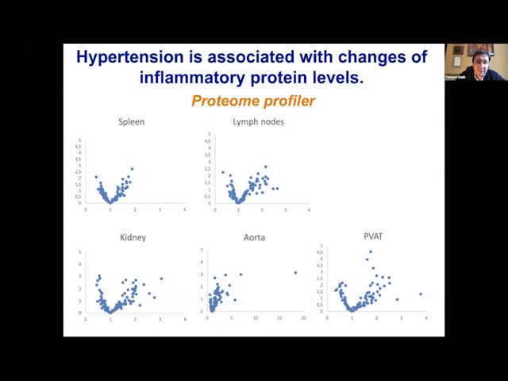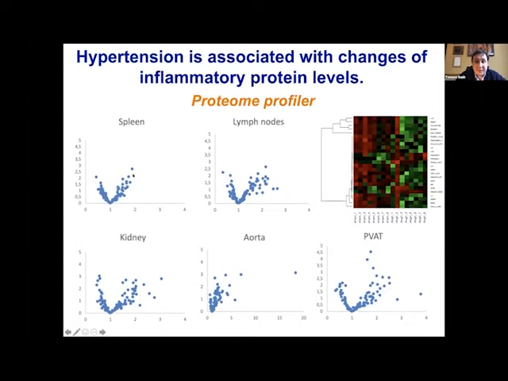Moreover, when we took classical immune organs or classical organs involved in hypertension, we can appreciate that a number of inflammatory molecules were changed, increased or decreased, in these organs, for example, in lymph nodes. These changes are, to some level, corresponding to what we would see in autoimmune disease. And in this case, as I emphasize, we just infused angiotensin II and caused a hypertensive challenge to these animals.